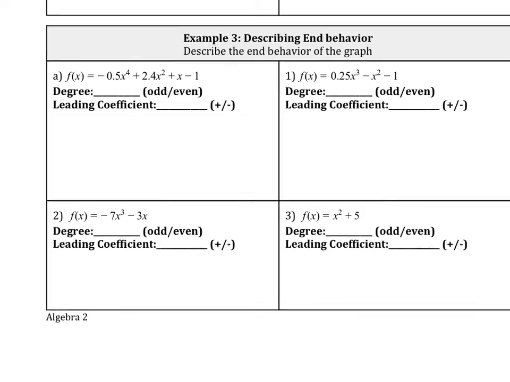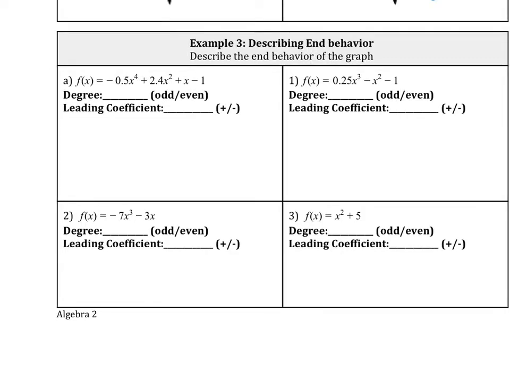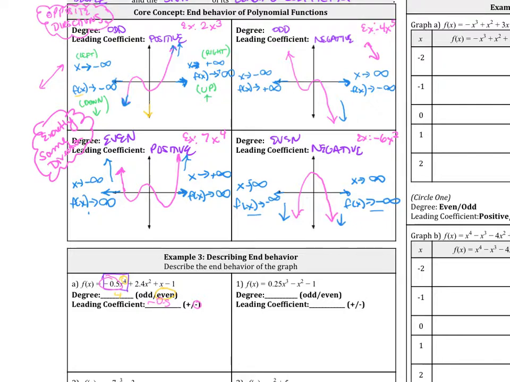So let's look at just describing some end behavior. We need to identify the degree and the leading coefficient. That's all we need. These are written in standard form, so we just need to look at the first term. So the degree, the exponent, is 4, so that is even, so you could write 4 here. Leading coefficient is negative 0.5, so therefore we know it's negative. We don't really need the number, we just need to know that it's negative. So even negative, we look at our chart up here.